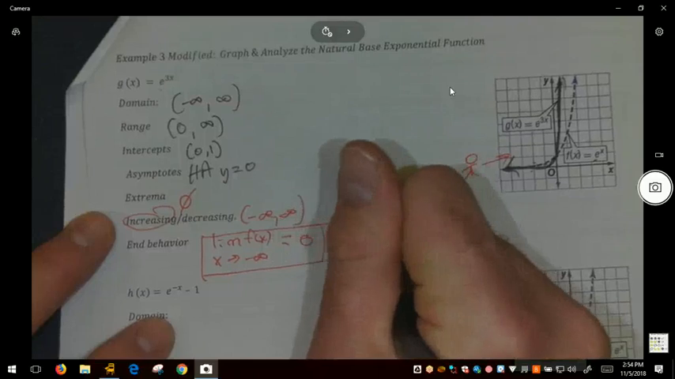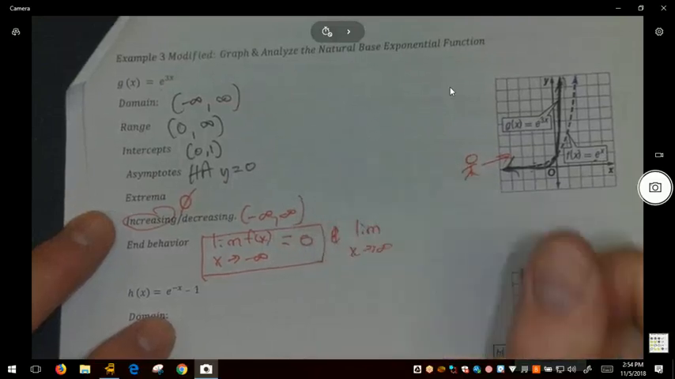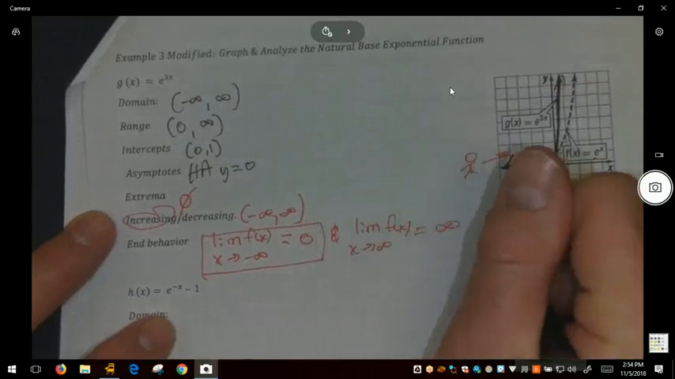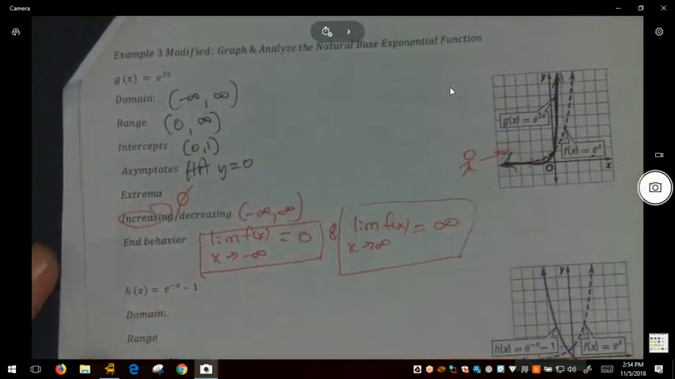But as we go to the right, it doesn't approach the asymptote. It shoots up very fast and increases infinitely. So there is the end behavior for that first problem.